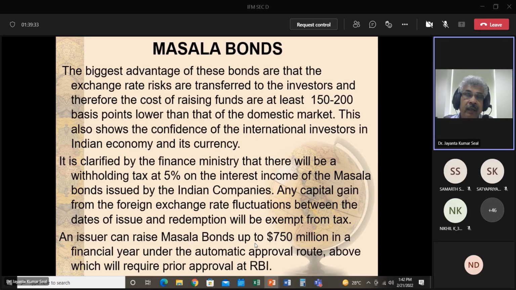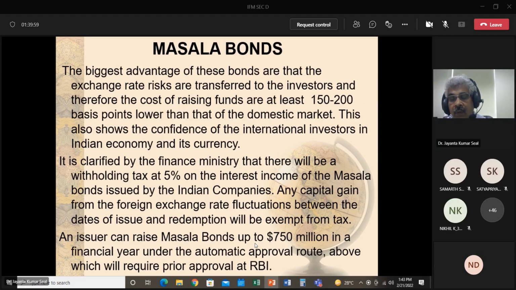So for the Indian issuer, first of all, exchange rate risk is transferred to the foreign investors. Number two, the rate of interest at which they can issue the bonds is lower than the domestic rate of interest. For foreign investors, though the exchange rate risk is borne by them, the rate of interest is still higher than their domestic rate of interest. And this also shows the confidence of the international investors in the Indian company and its currency.